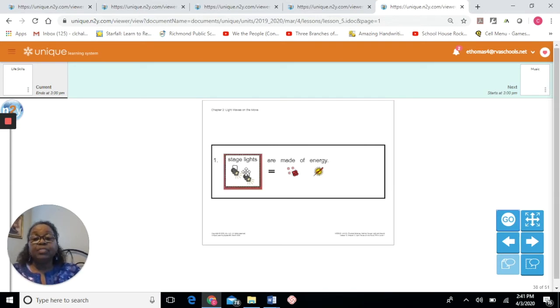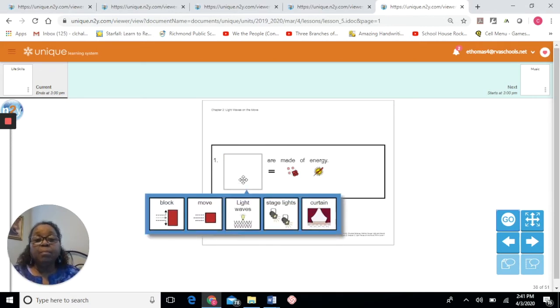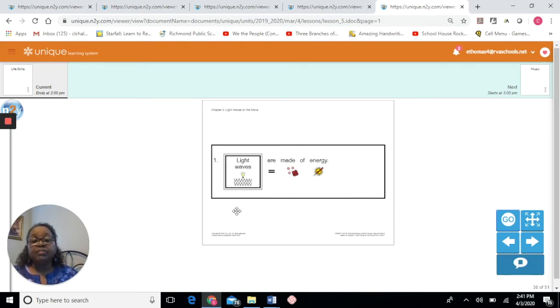Let's see if we can find the correct answer. Blank are made of energy. Let's try light waves. Light waves are made of energy. That's the right answer. The box is green.